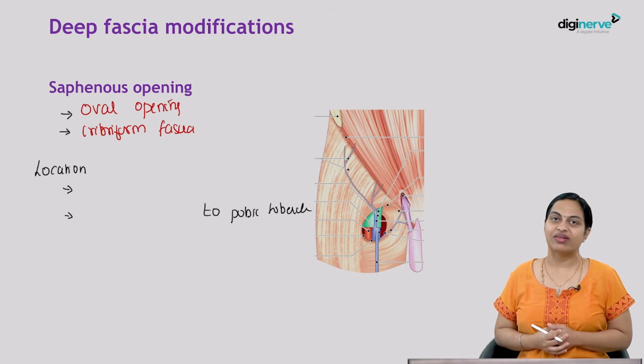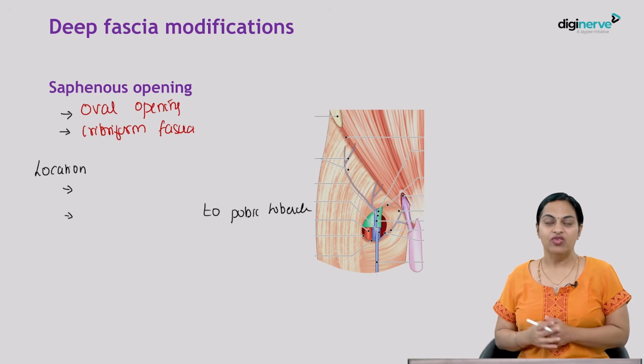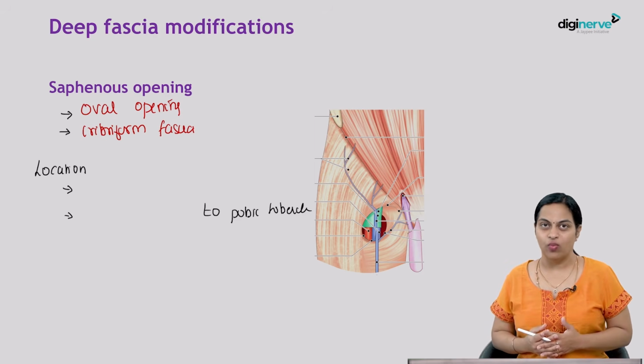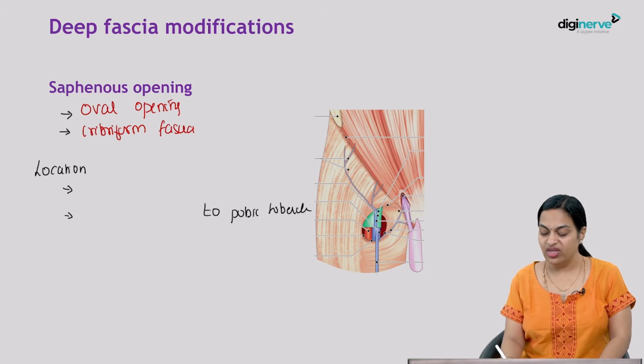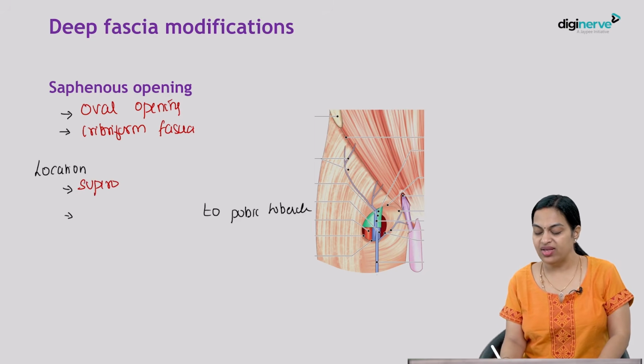That is why it's called the cribriform fascia. Okay, so where exactly is this saphenous opening situated? How is it related to the femoral triangle? It is situated over the supromedial aspect of the thigh, right?